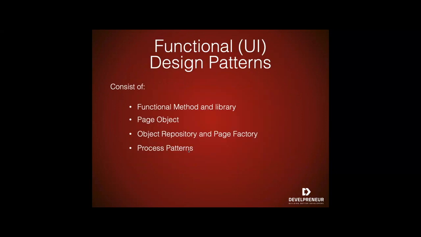Next, we have the functional UI design patterns. So this typically consists of functional methods and libraries, page objects, object repository, and page factory, and processing patterns. So first, with our functional method and library, this design pattern talks about writing separate methods for repeatable operations on the UI in order to keep the maintenance effort low in case of UI modifications. For example, the code to log into a web page can be written in a parameterized function method, which can be edited if anything changes on the login screen. Such methods are grouped together inside of a class, which is called a functional library.